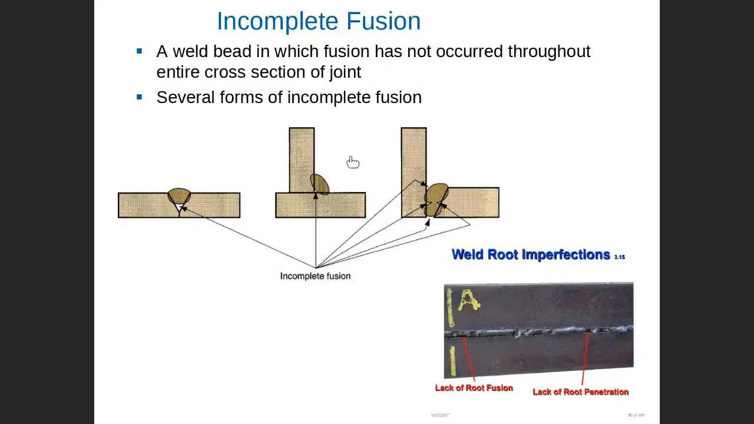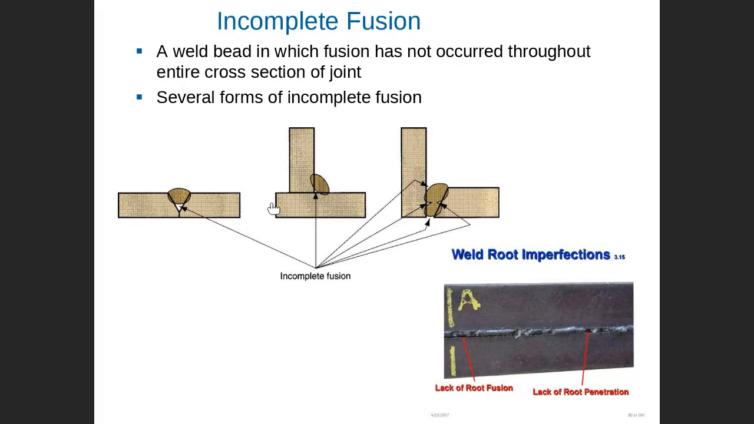Next is incomplete fusion. Incomplete fusion, as you can see here, the weld is not completed. It must be completed, but it is not. It was done in a hurry, so the technician didn't complete the weld in the joint. The weld bead in incomplete fusion does not occur through the entire cross section of the joint.